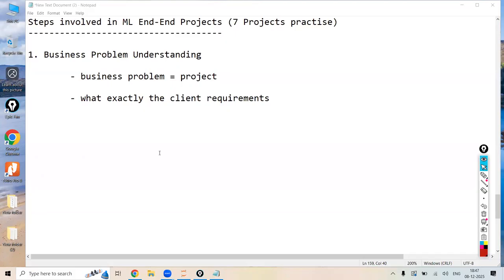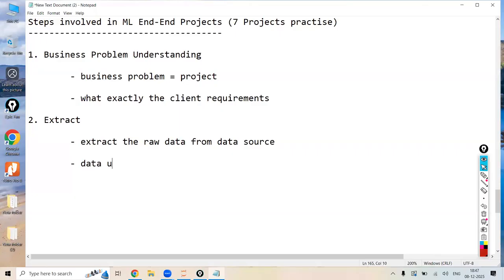Next, after the requirements understanding is completed, you have to extract. Within that extract, what are you going to do? Basically, it is extract. You are going to extract the raw data from the data source. Wherever the data is available, extract the raw data. After extracting the raw data, do the data understanding.